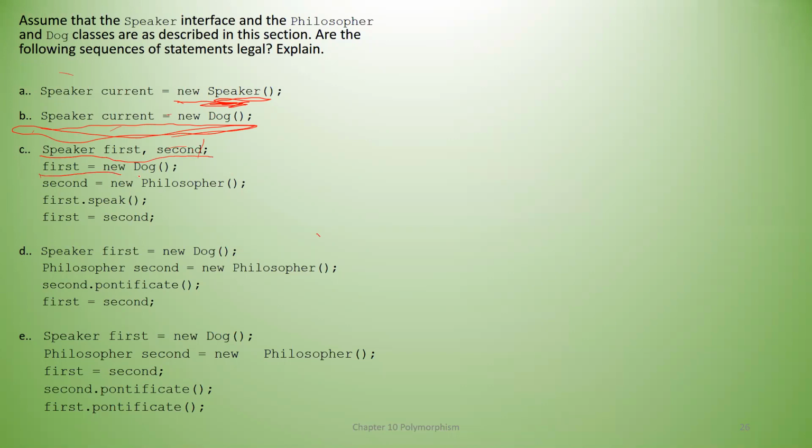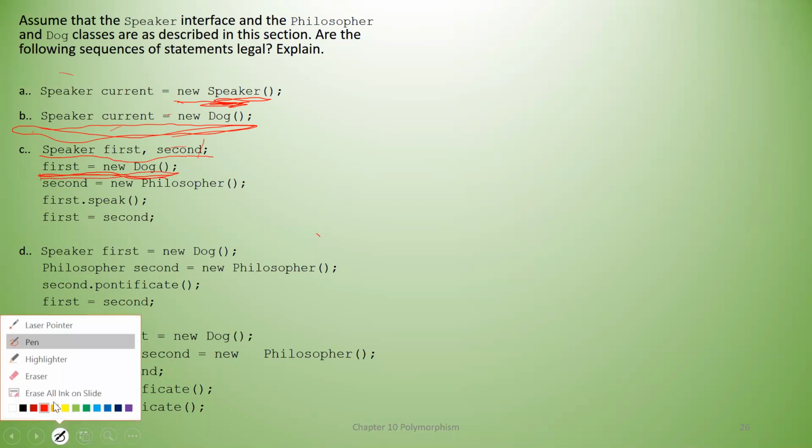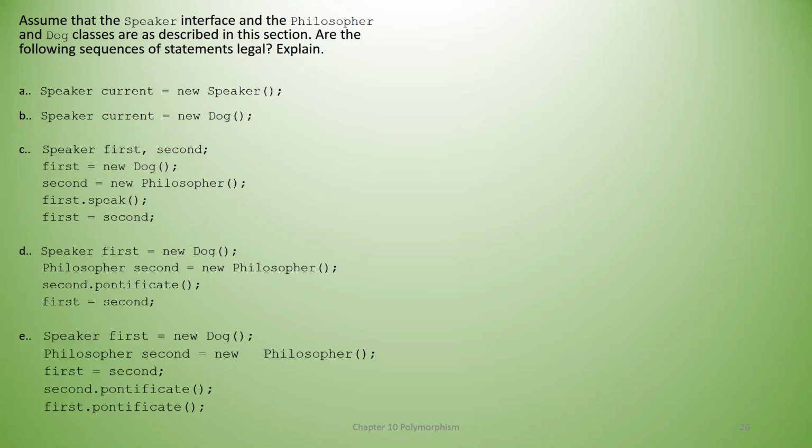Is this statement valid? Yes, that one is valid because a dog implements a speaker as well. A dog is a speaker, so this is good. And dog is an actual class. It's not an interface. So this is good.